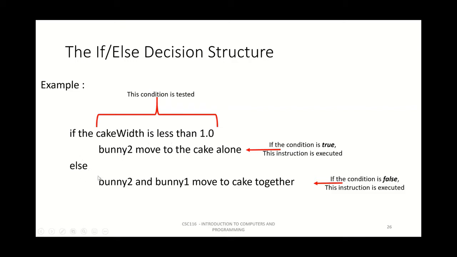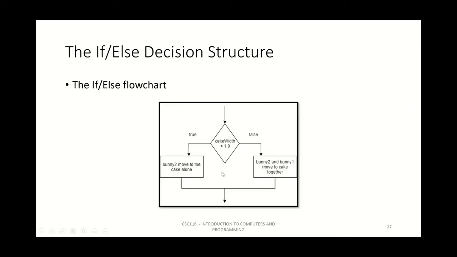Else means what happens if the condition is false. This is the action: Bunny 2 and Bunny 1 will move to the cake together. So we have two statements here, what happens when the condition is true, and what happens when the condition is false.